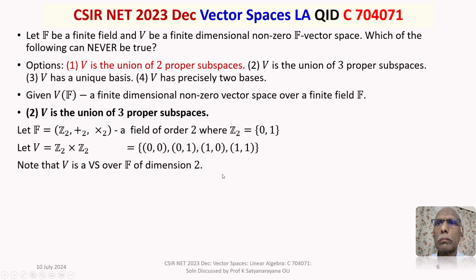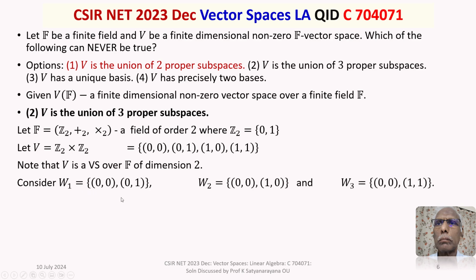Now let's consider one-dimensional subspaces of V. First we consider W1, the linear span of (0, 1). That is, W1 is a subspace containing (0, 0) and (0, 1). W2 is the linear span of (1, 0), and W3 is the linear span of (1, 1). These are one-dimensional subspaces, which means they are proper subspaces of V.